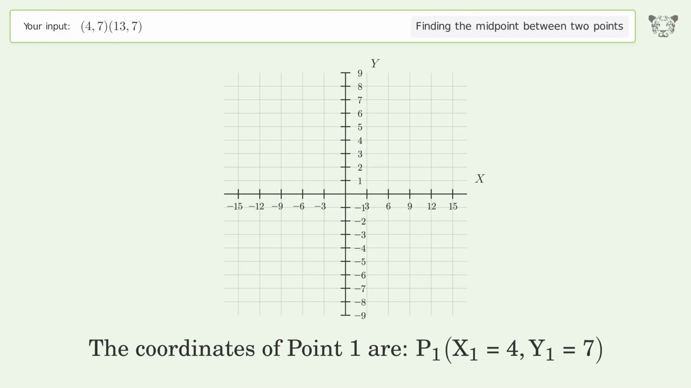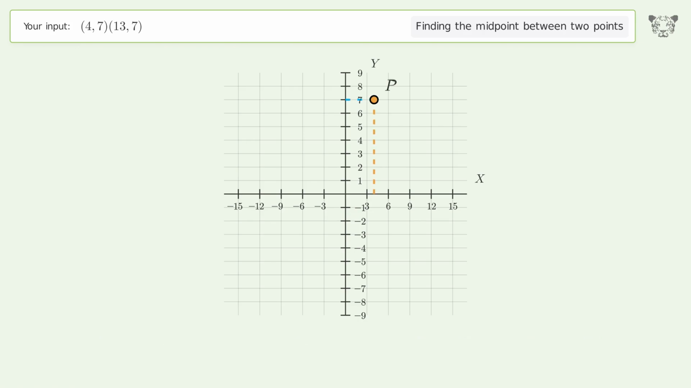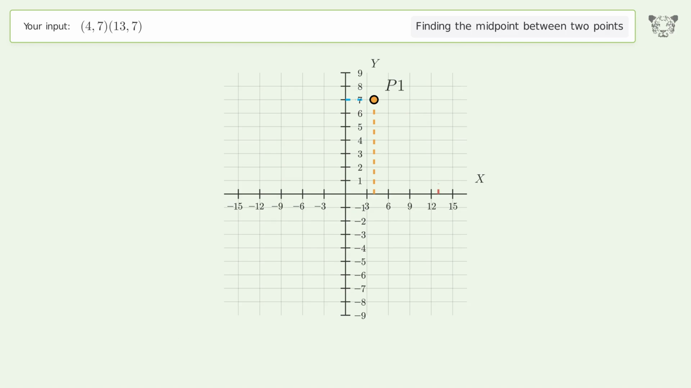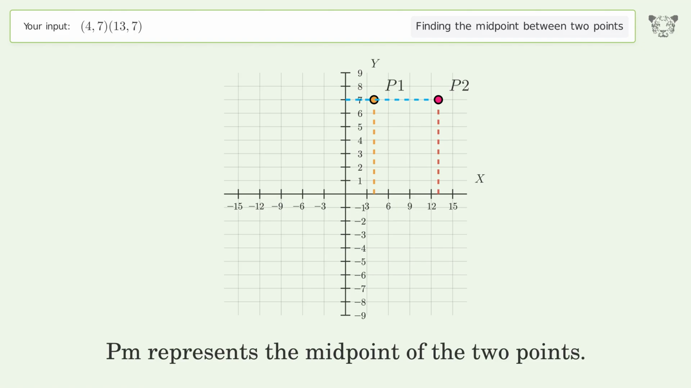The coordinates of point 1 are, x1 equals 4, y1 equals 7. The coordinates of point 2 are, x2 equals 13, y2 equals 7. PM represents the midpoint of the 2 points.